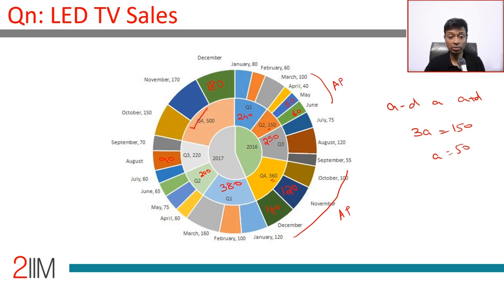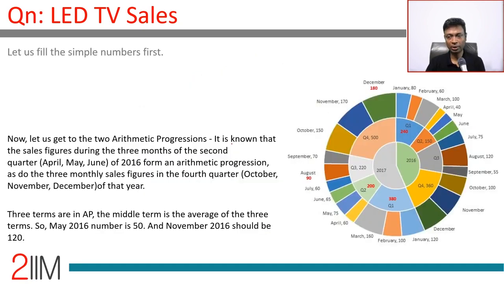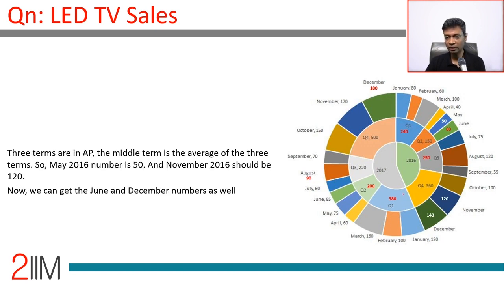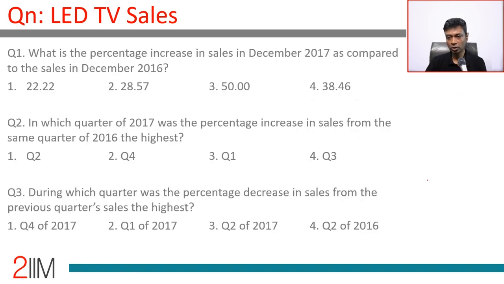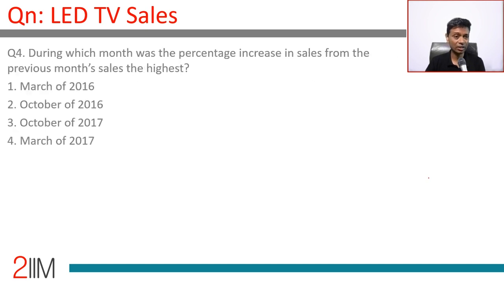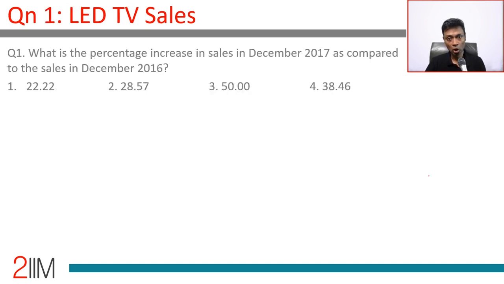So all quarterly numbers are available. All annual numbers are available if we want it. I'm not even going to fill this in and add this and find out. If we need it, we'll find it. Okay. So methodically, we fill the more obvious numbers. We put them in. Then we attack the AP part. And then we move on to the questions. Now we have the entire grid on our hand. So let's jump to each question.